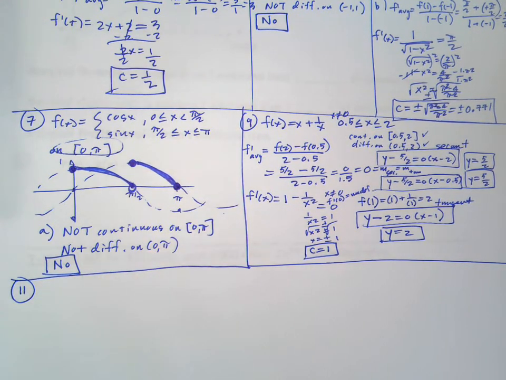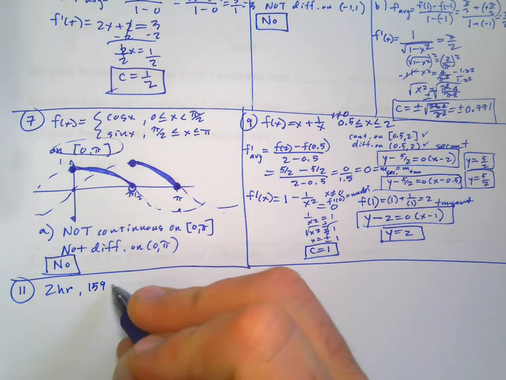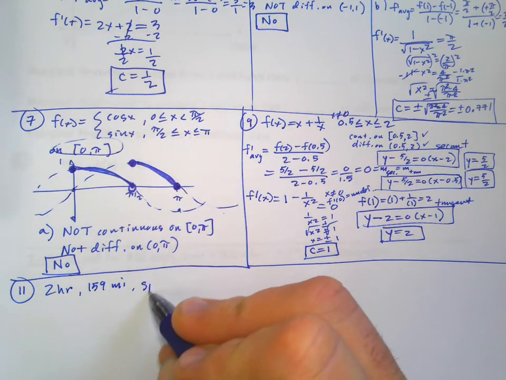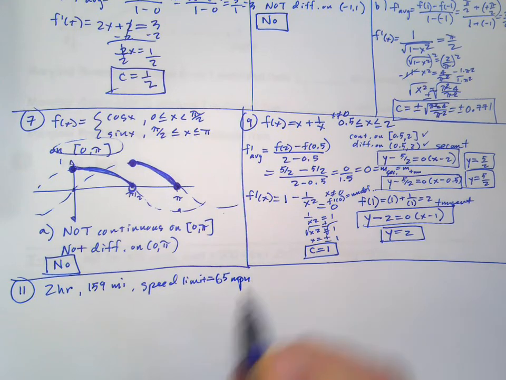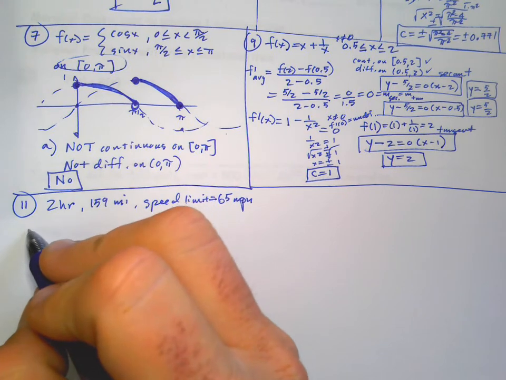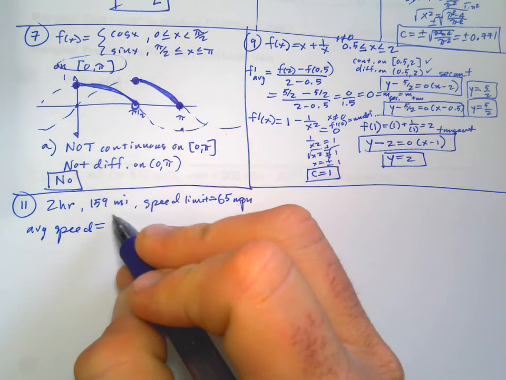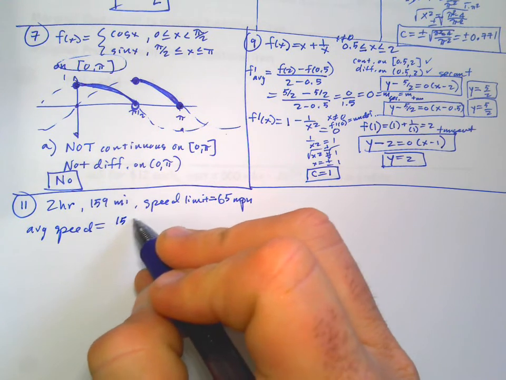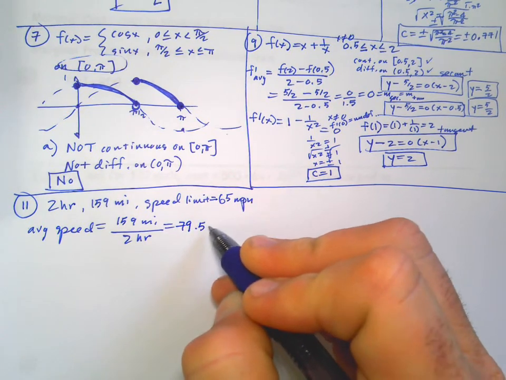11 says a trucker handed in a ticket at a toll booth showing that in 2 hours she covered 159 miles on a toll road with a speed limit of 65 miles per hour. The trucker was cited for speeding. Why? Well, I guess we're assuming that law enforcement understands calculus, and so they found her average speed, which is a derivative, would be just the slope between the endpoints, 159 miles over 2 hours, which gives you 79.5 miles per hour.